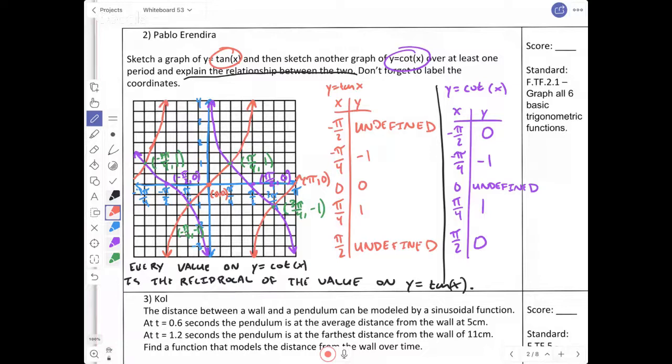Okay, great question, Pablo. That's why it's so much fun. There it is. We sketched a graph of y equals tangent of x, and then we sketched another graph of y equals cotangent of x. We have at least one period for both curves. We've explained the relationship between the two, and we did not forget to label coordinates on the functions. There was number 2 by Pablo and Arandira.